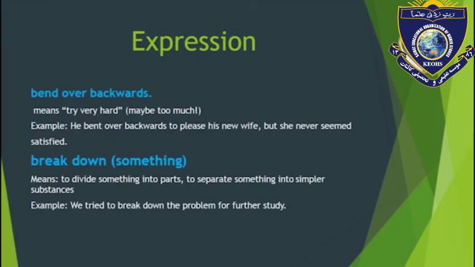But let's learn some useful expressions. Bend over backwards. Break down something. Bend over backwards means try very hard, maybe too much. Example, he bent over backwards to please his new wife, but she never seemed satisfied.